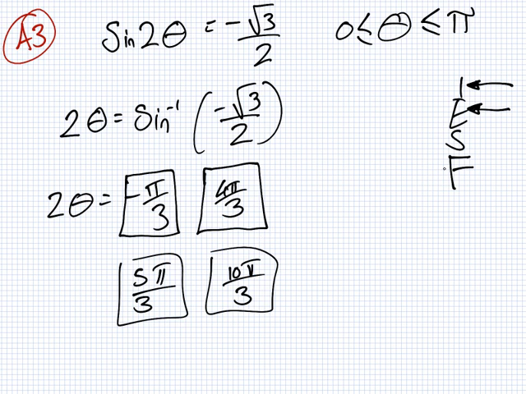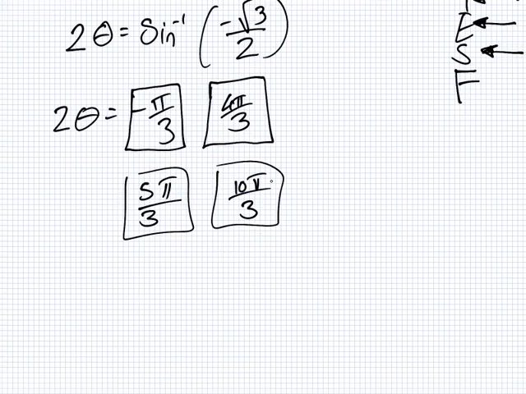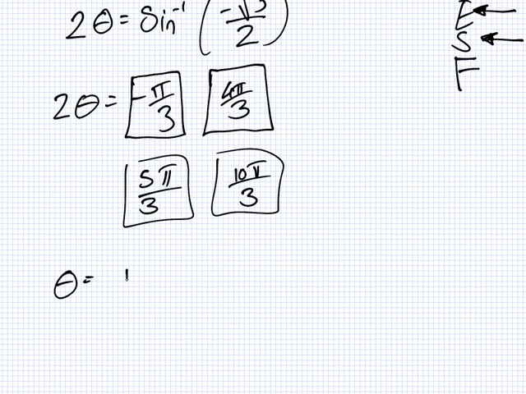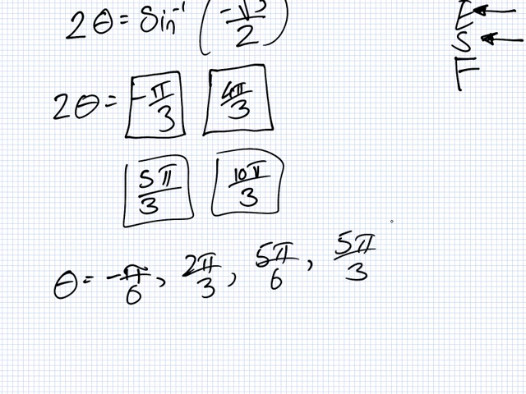The next step is the simplifying step. We're not looking for 2 theta, we're looking for theta. These angles are for 2 theta, so to get theta, I divide everything by 2. So now I have theta equals minus pi over 6, 2 pi over 3, 5 pi over 6, 5 pi over 3. And I divide all these by 2, right? Pi over 6, 2, 6, 5, yeah?